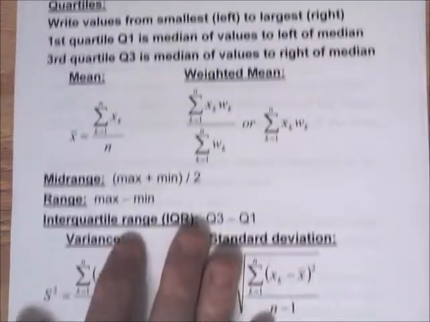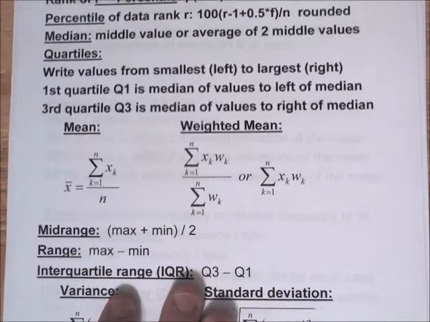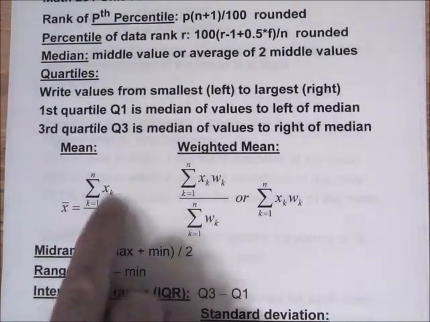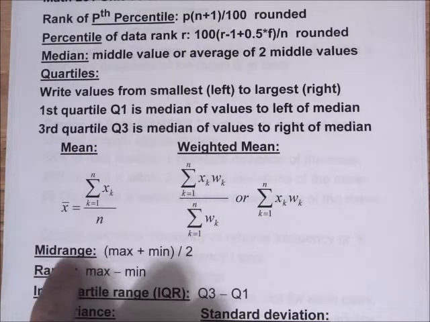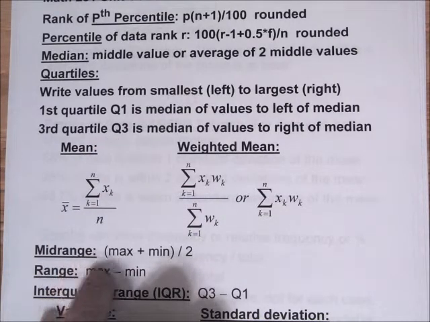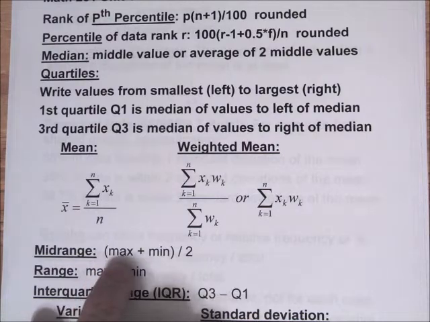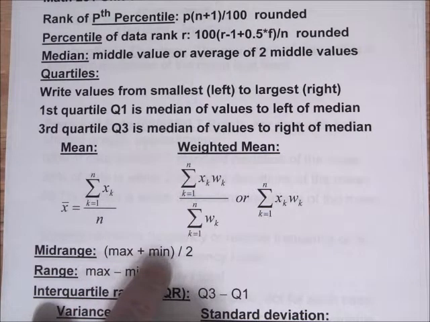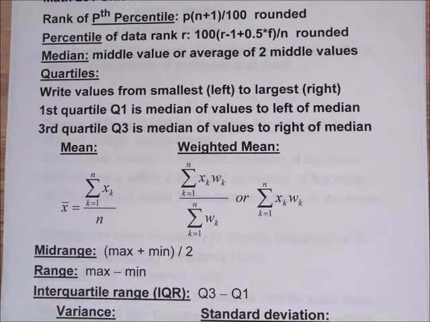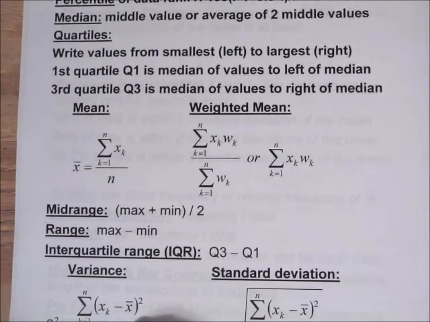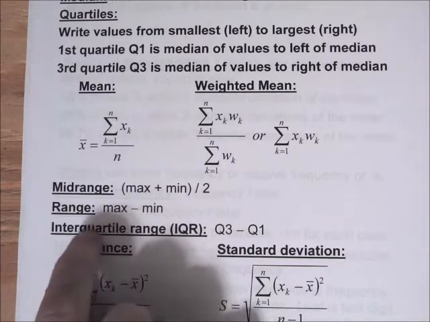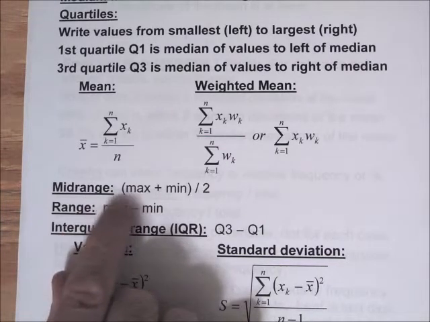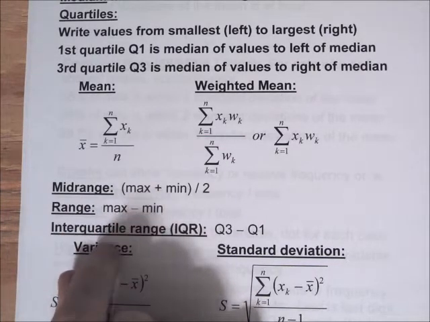Mid-range: the main measures of center that we'll be working with are the mean and median. Mid-range is another measure of center. It's not used as much, but it's the average of the maximum and the minimum values. The range is actually a measure of spread, the maximum minus the minimum. So that's not to be confused with the mid-range, which is a measure of center.